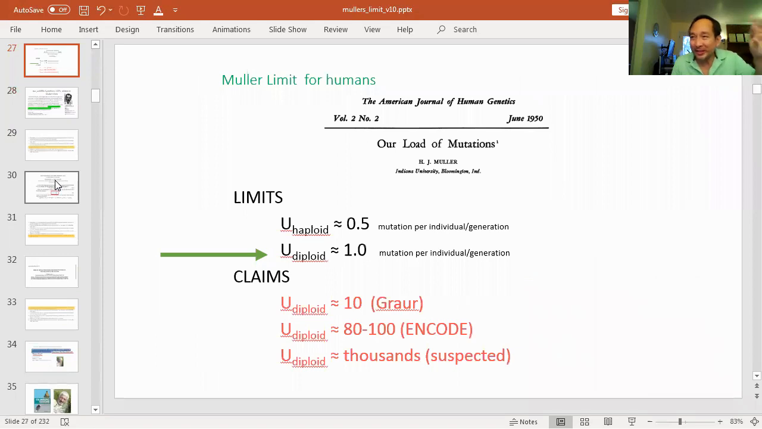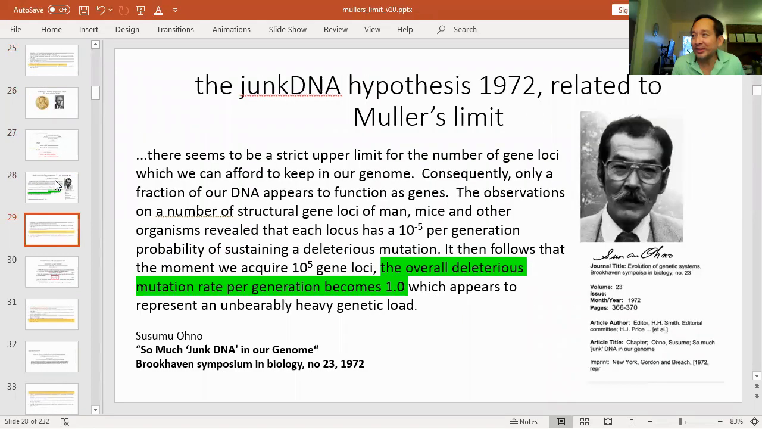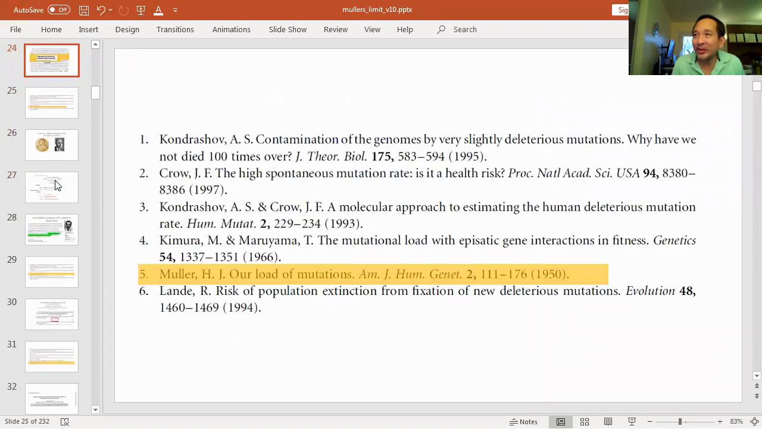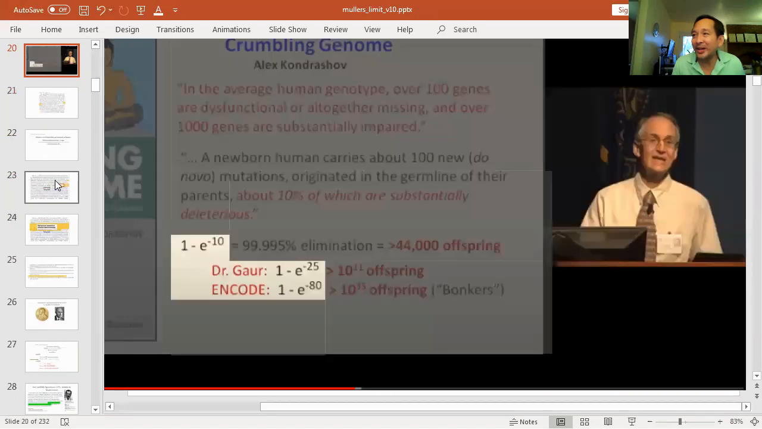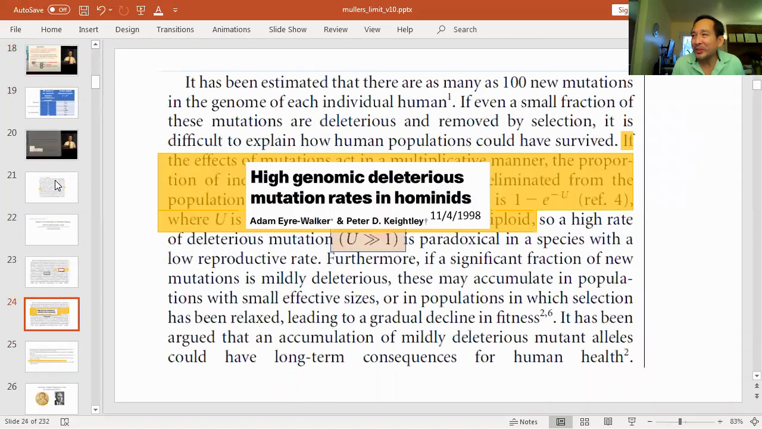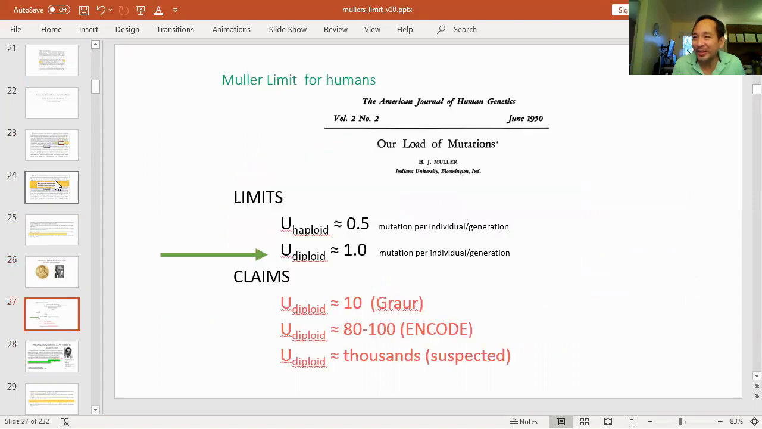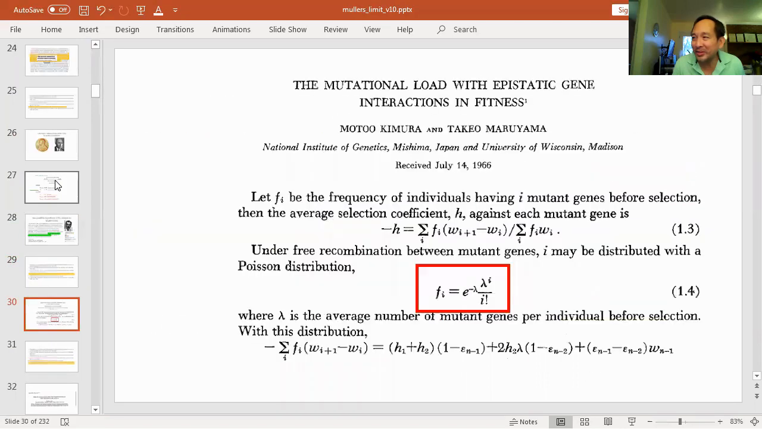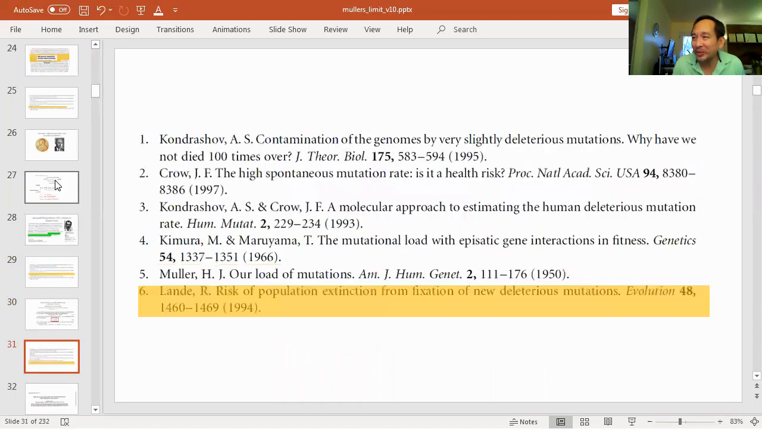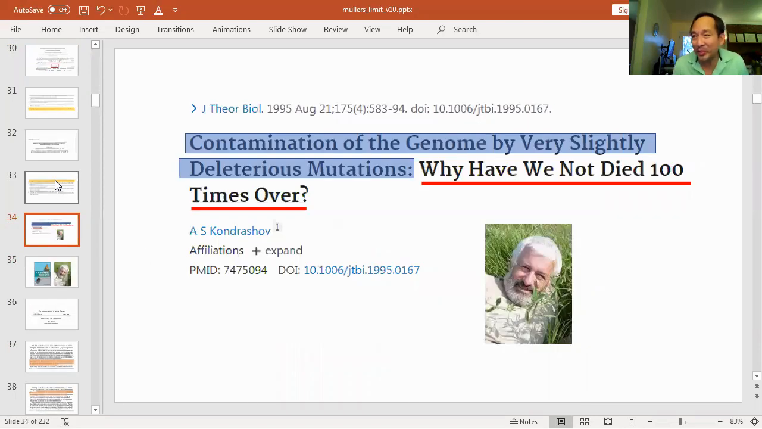You mean 100 broken genes? 100 broken genes, from 20,000 genes. I had that earlier, and I'm really sorry, I don't know where it is. I quoted it earlier, and I have so many slides I won't be able to find it, but it was in Kondrashov's book.